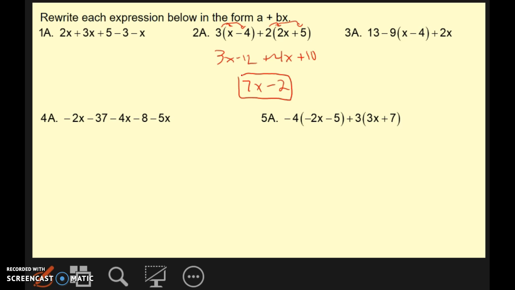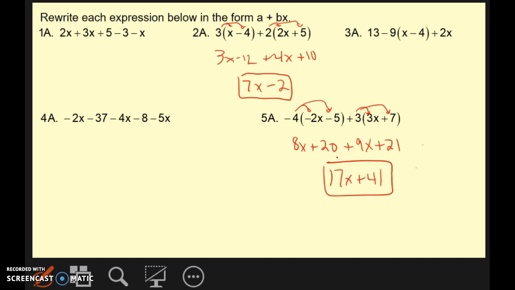I could do the same thing on number 5 with a negative 4. I can distribute to those two things. This is where it's going to get a little bit tricky, distributing a negative. We often lose that negative and distribute just the number part of it. So the negative 4 times negative 2 is 8x. The negative 4 times negative 5 is 20. And I'm going to take 3 and distribute the same way. So 9x plus 21. Again, combine my like terms: 17x plus 41.